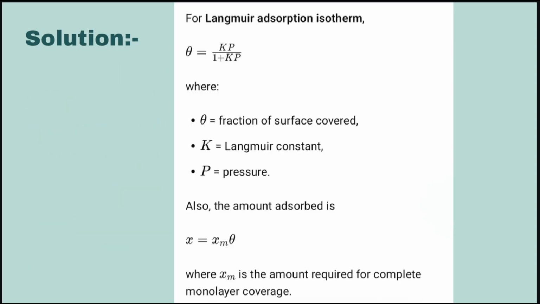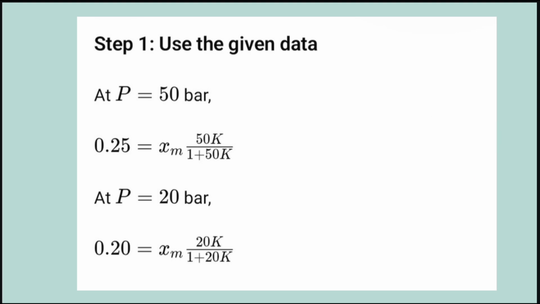Now we'll see the solution. For Langmuir adsorption isotherm, theta is equal to Kp divided by 1 plus Kp. Here theta is the fraction of surface covered, K is the Langmuir constant and P is pressure. Also, the amount adsorbed x is equal to xm into theta, where xm is the amount required for complete monolayer coverage. Then we'll solve it step by step.